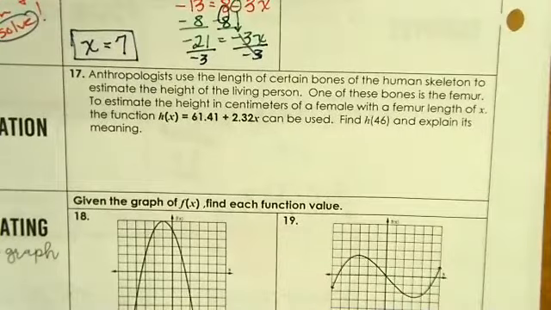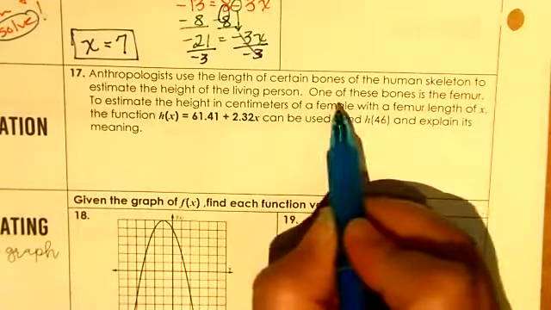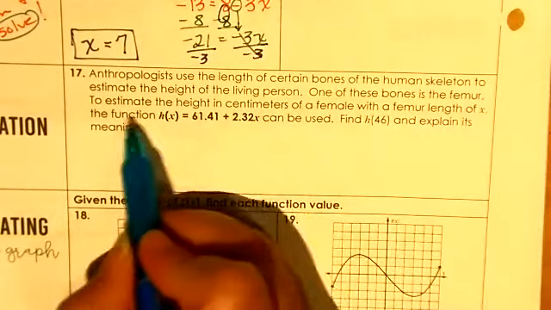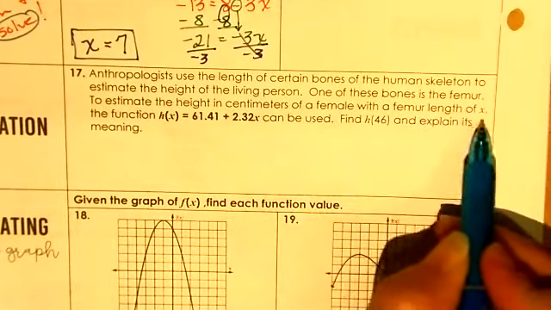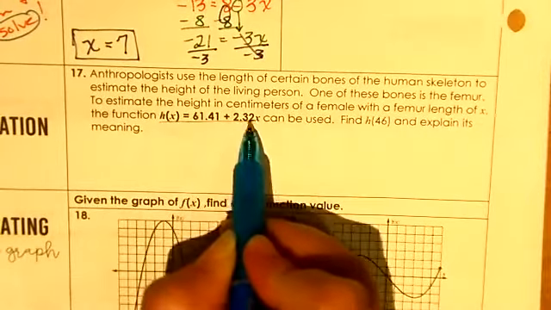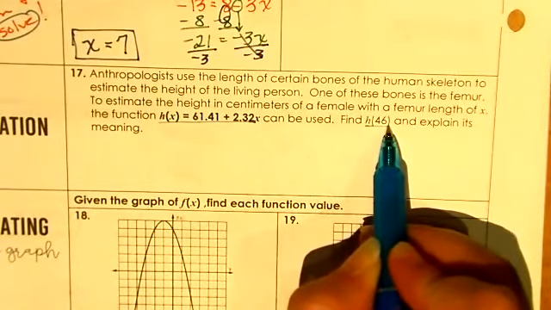Okay. So it says, anthropologists use the length of certain bones of the human skeleton to estimate the height of the living person. One of these bones is the femur. To estimate the height in centimeters of a female with a femur length of x, the function can be used. Find h of 46 and explain its meaning.